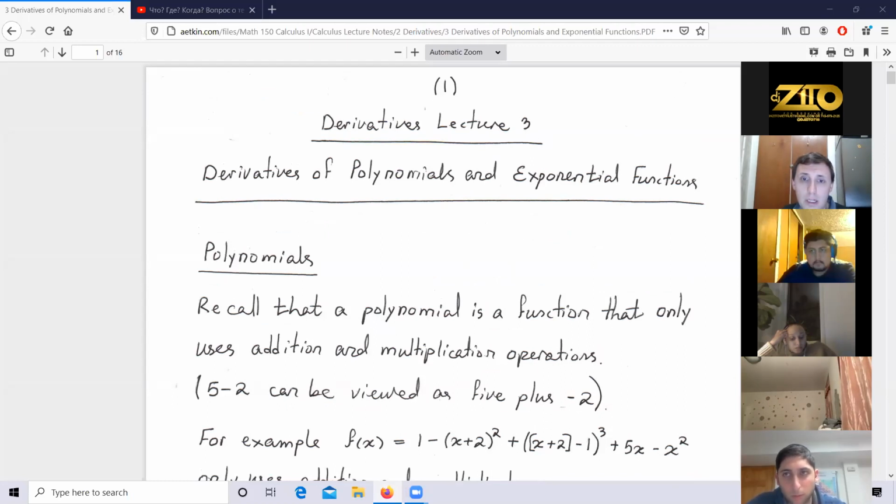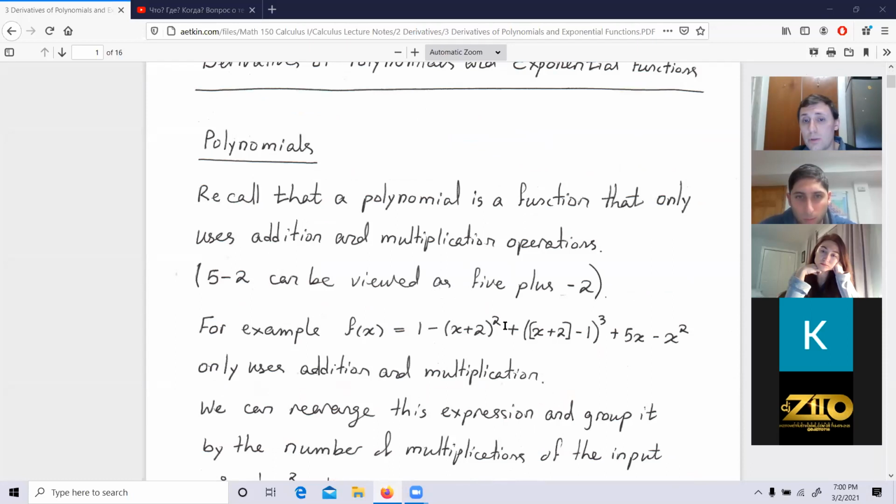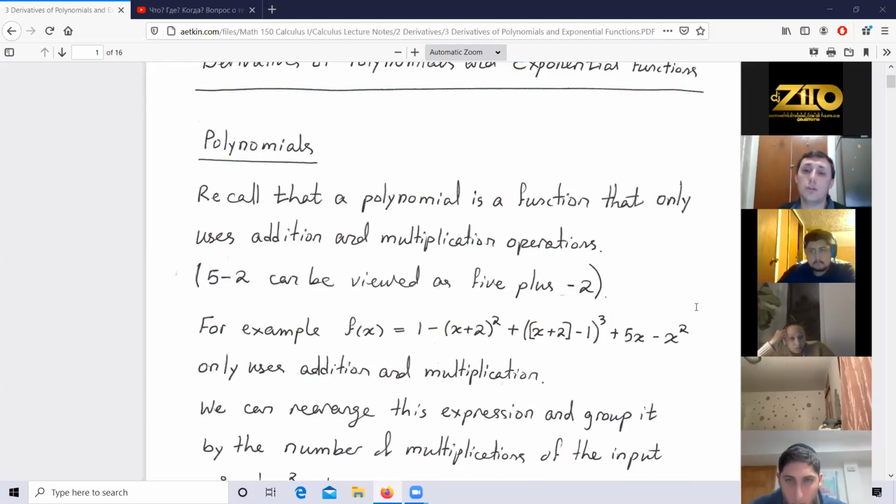So here it means take 1 minus the number plus 2 squared plus the number plus 2 minus 1 cubed plus 5 times the number minus the number squared. Notice I never use the word x, okay?